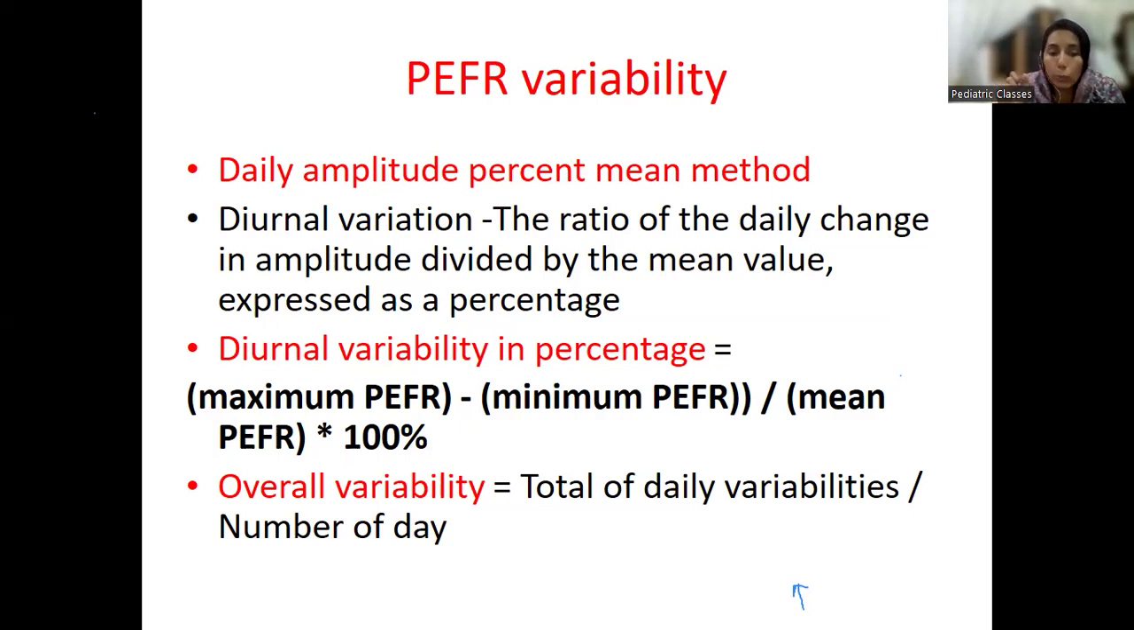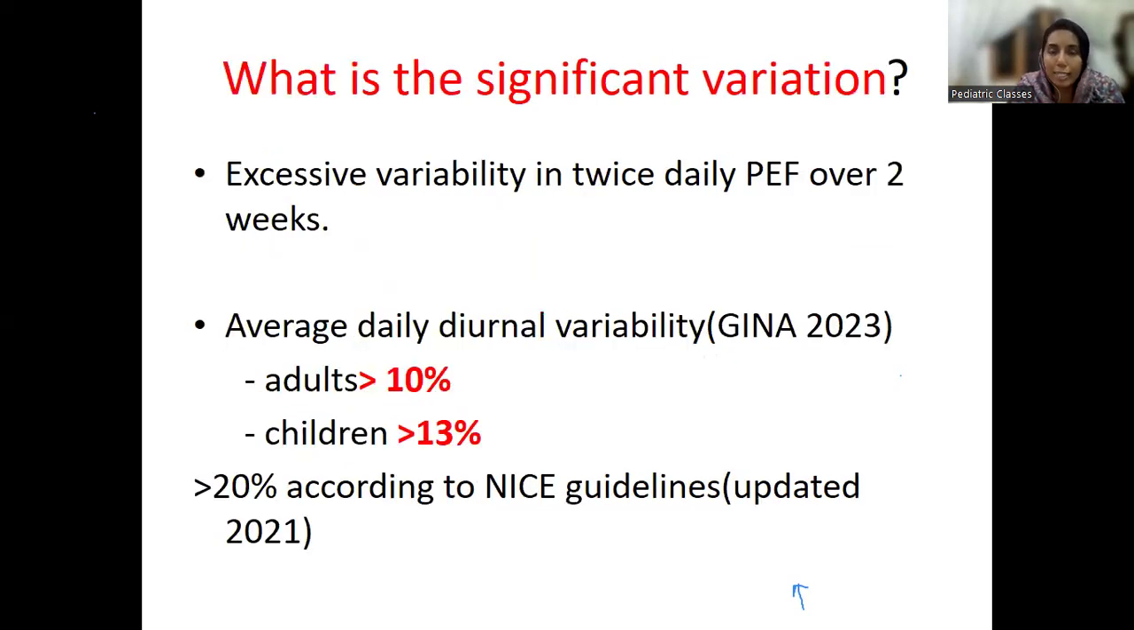That is the overall variability we are using. Okay, I will give you an example for you to better understand it subsequently. So what is the XL? Is a significant variation. Excessive variability in twice daily PEFR over 2 weeks is very predictive of asthma.